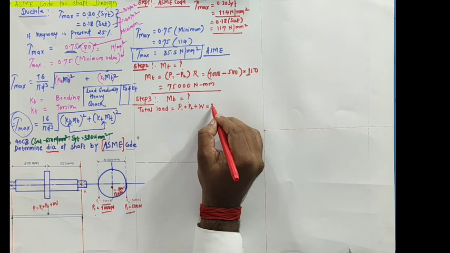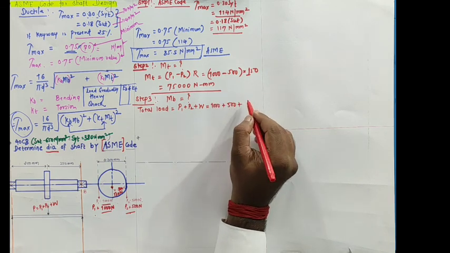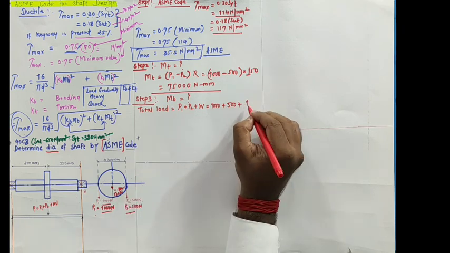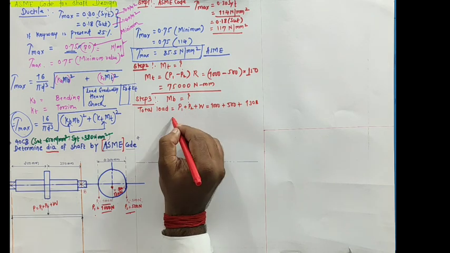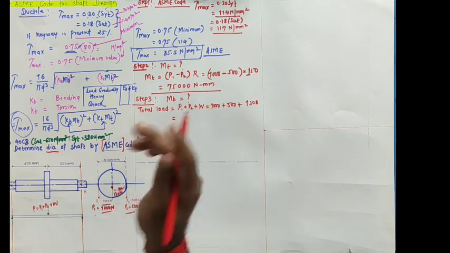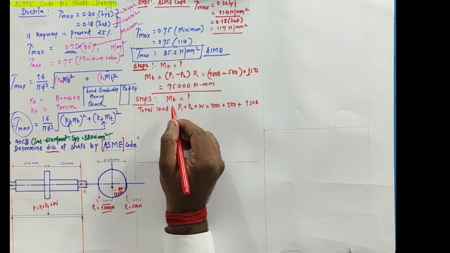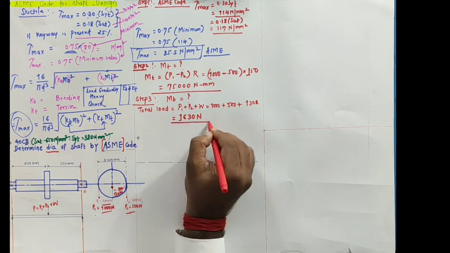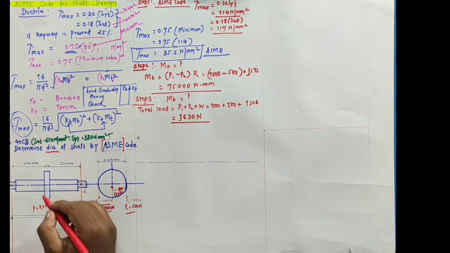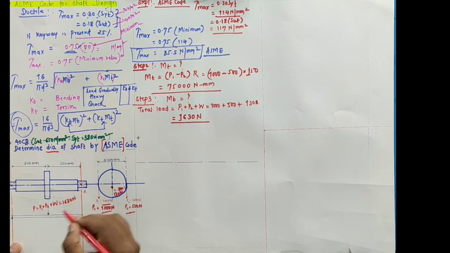So P1 is 1000, P2 is 500, W is 130, correct? By adding these, we get the total load acting on the structure, and that total load is around 1630 Newton, correct? So this will be the total load which is acting. I'll write here 1630 Newton. When this acts, the bending moment will occur.